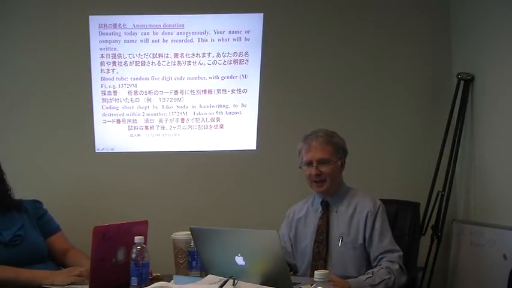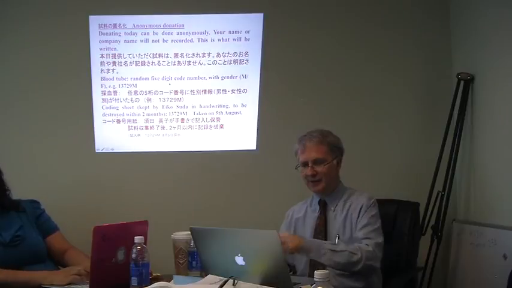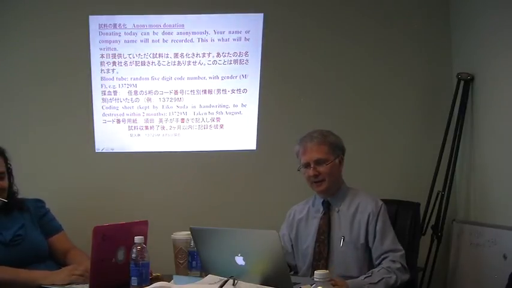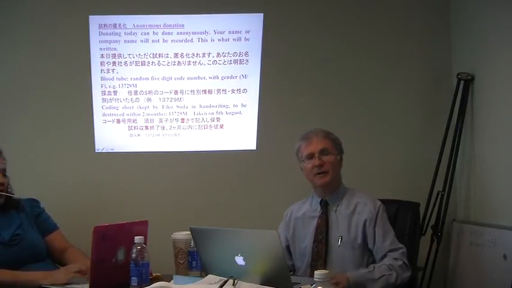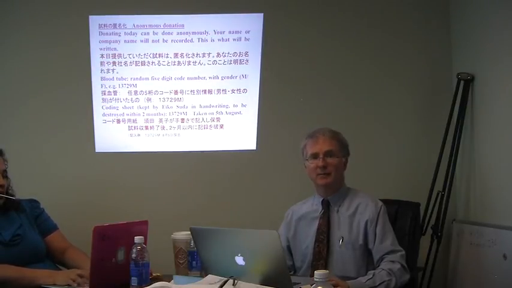So, donating today can be done anonymously. Your name or company name will not be recorded. This is what will be written: blood tube, random 5-digit code number, gender, male, female, like this. The coding sheet kept by Eiko Suda in handwriting to be destroyed within 2 months. And the coding sheet was simply the number and the date it was taken from. No other information. No name, no location, and until this day we do not tell people where we took the samples in any conference presentation or anything.